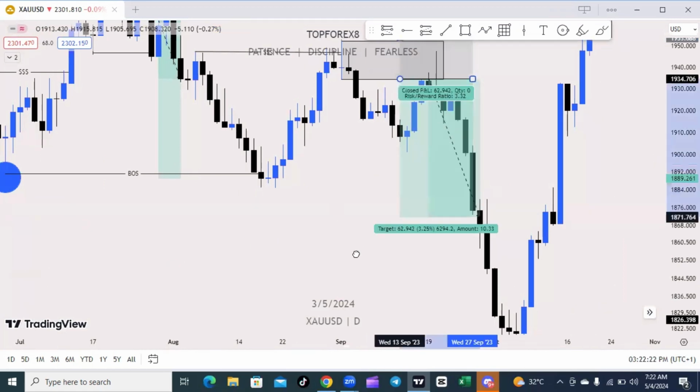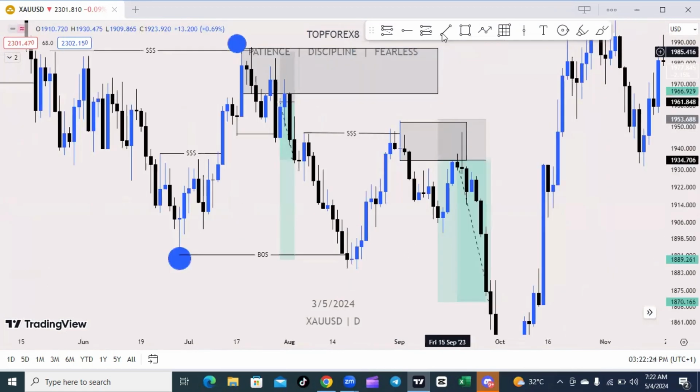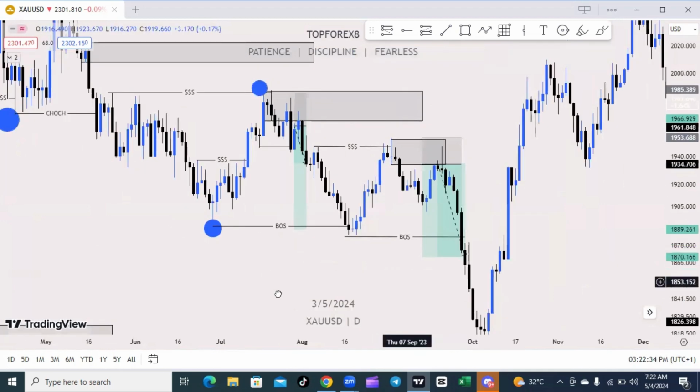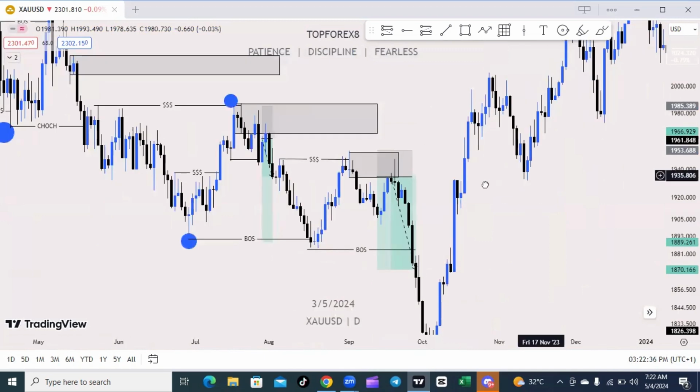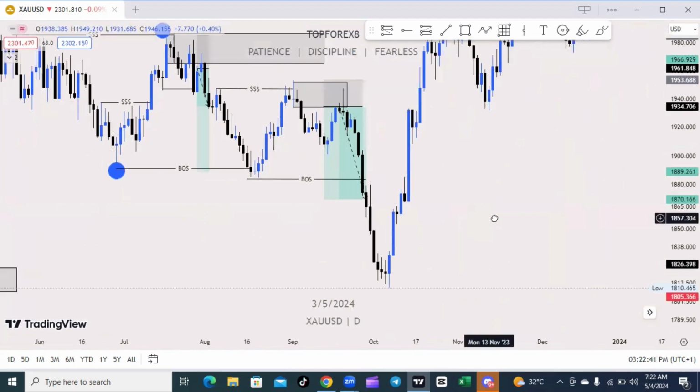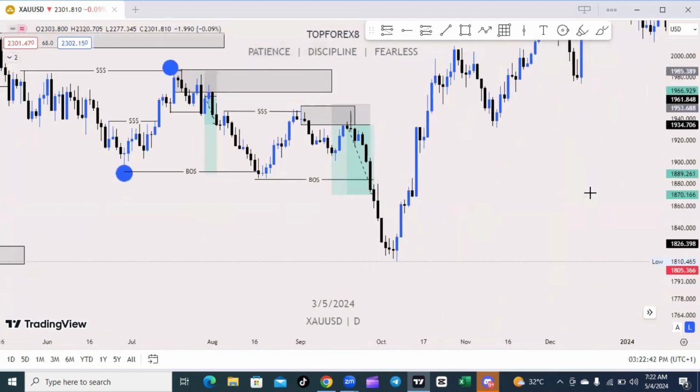What do you see there again? You have break of structure again. So when you have break of structure again, now see, when market makes this down, we are in bearish, right?